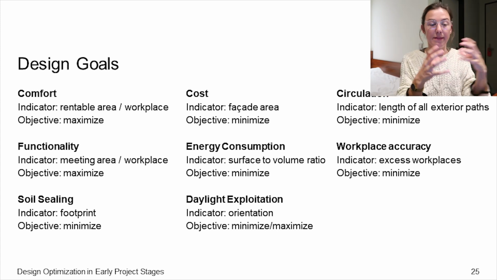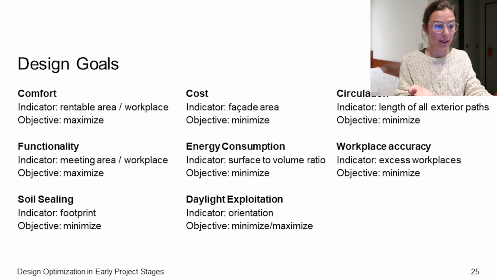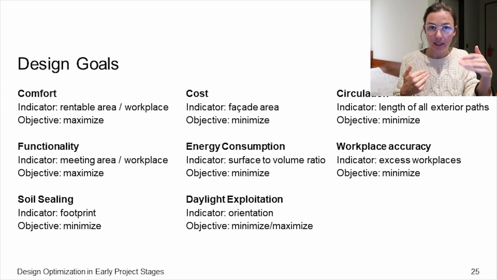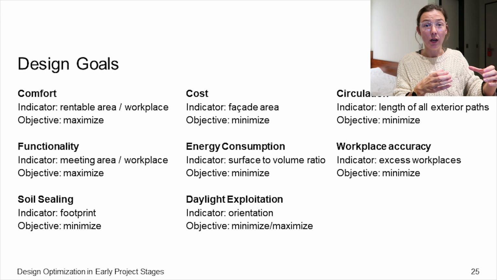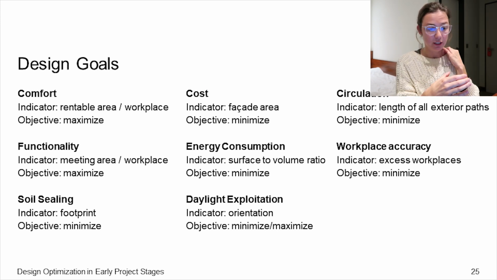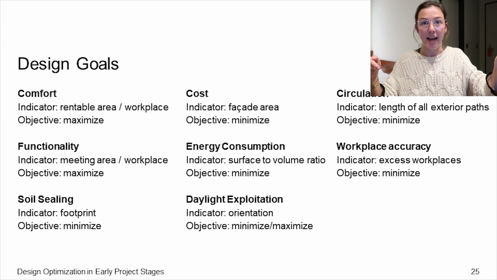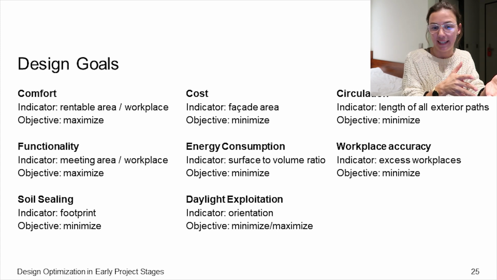This is measured by the rentable area that is available per workplace. On the other hand, we want to limit the energy that is consumed by the buildings. So we want to minimize the ratio of surface to volume. Or for example, to optimize the position of the building on site, we want to minimize the path from the outside of the site to the building entrance.